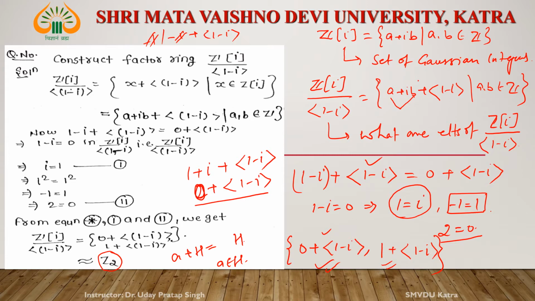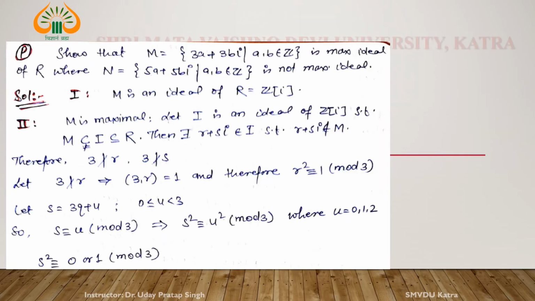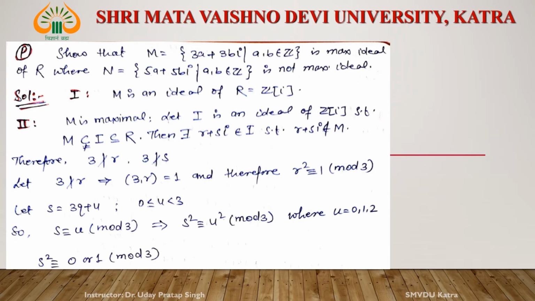Now let us see some other examples of maximal ideals. We have to show that M, the set of 3a plus 3bi where a, b belong to Z, is a maximal ideal, right?